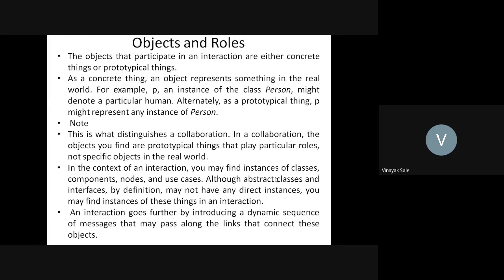In the context of interaction, you may find instances of classes, components, nodes, and use cases. Although abstract classes and interfaces by definition may not have any direct instances, you may find instances of these things in an interaction. An interaction goes further by introducing a dynamic sequence of messages that may pass along the links that connect these objects.